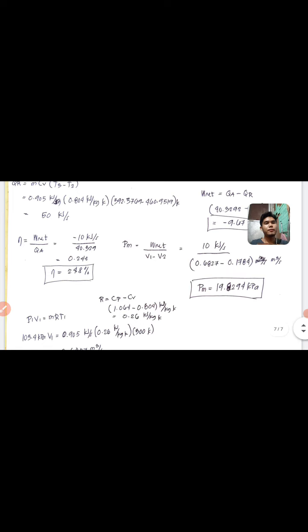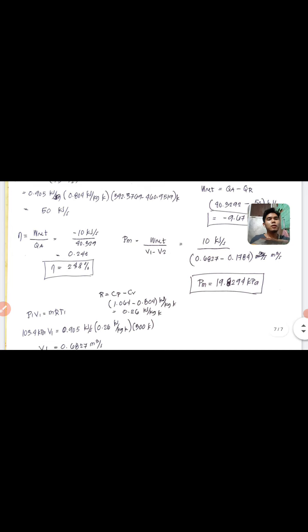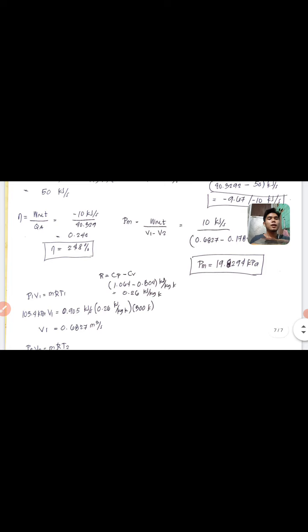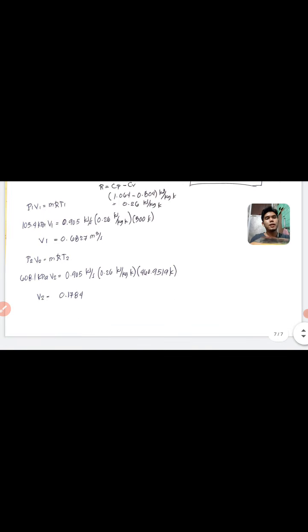Since we have the values of V1 and V2, we can now solve for our pressure mean. Pressure mean is equal to work net over V1 minus V2, so 10 kilojoule per second over 0.687 minus 0.1784 cubic meter per second. And now our pressure mean is equal to 19.8294 kilopascal. And that's all, sir, for my solution in quiz 1, the Carnot cycle. Thank you.